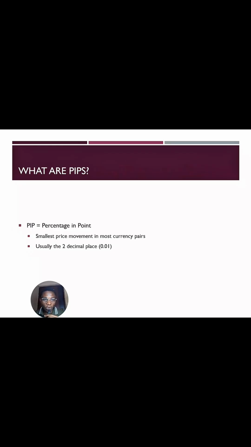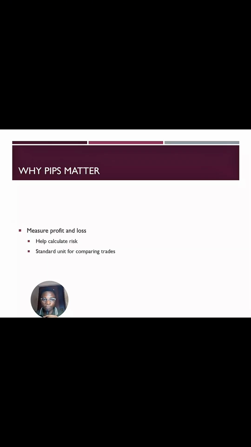Pip, which stands for percentage in point, is the first word. The smallest price movement in most currency pairs is usually in two decimal places, which can be 0.01. So this is what we mean by pips. Someone will say, why do pips matter? Pips matter because we use them to measure profit and loss.